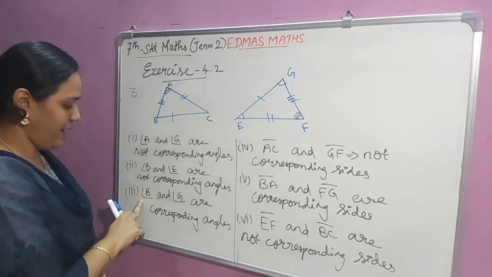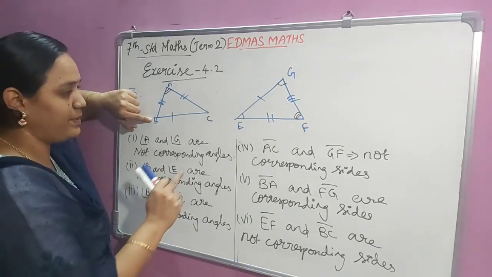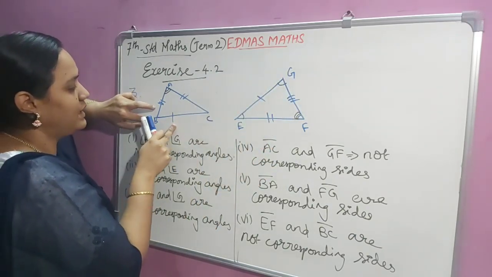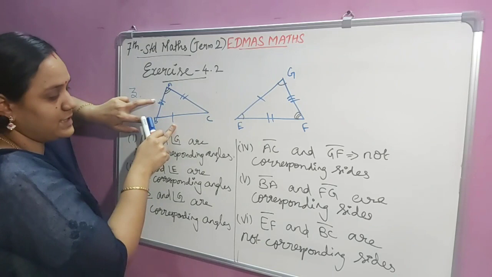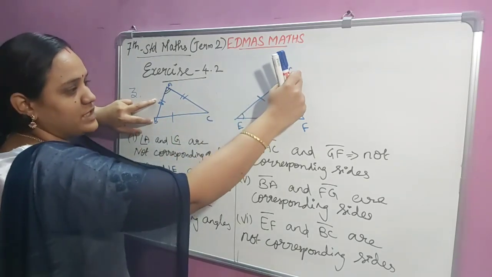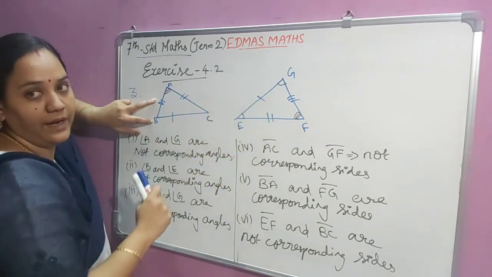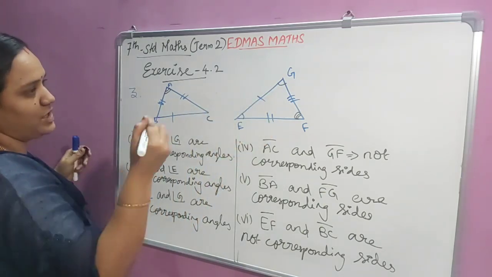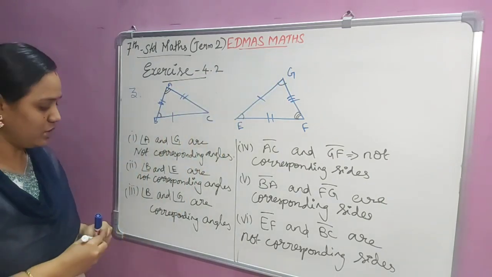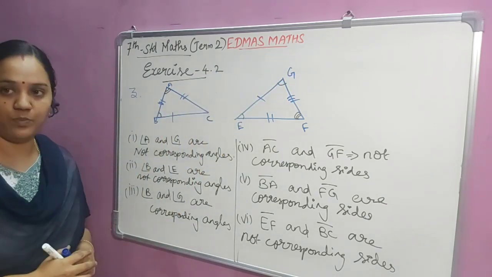See the third one, angle B and angle G. Here for angle B we have single line and triple line, both the sides. Here also for G we have single line and triple line. So they didn't mention the angle, but we can say these two are equal. So these angles are corresponding.